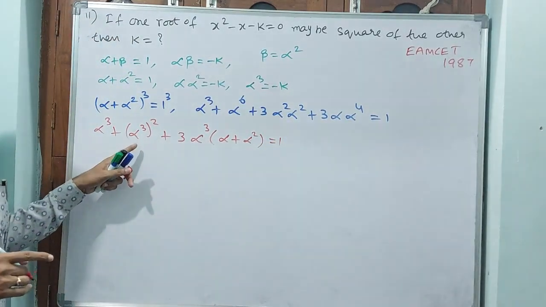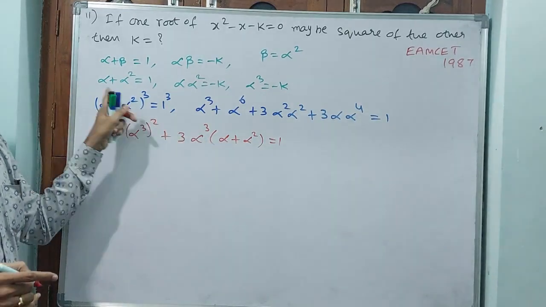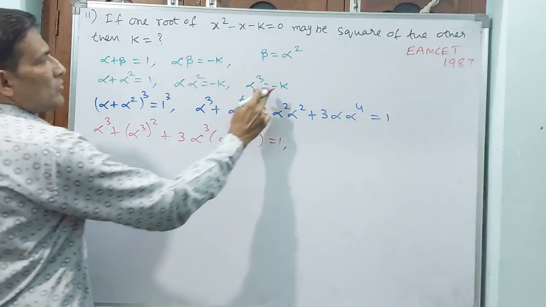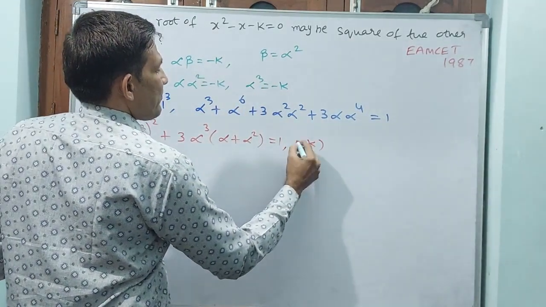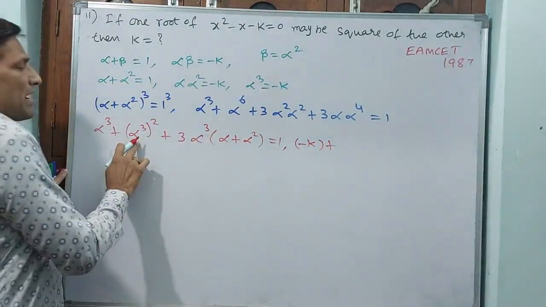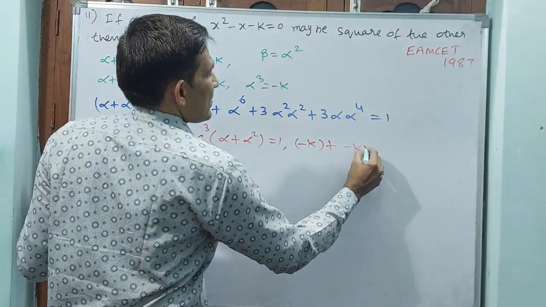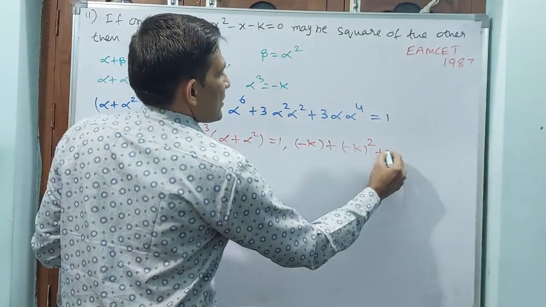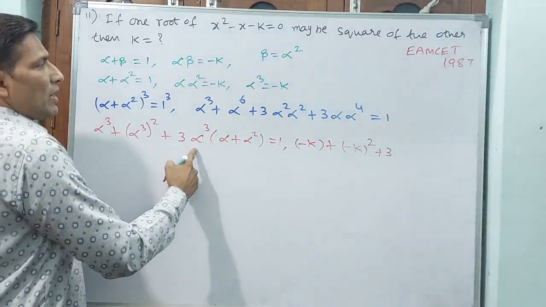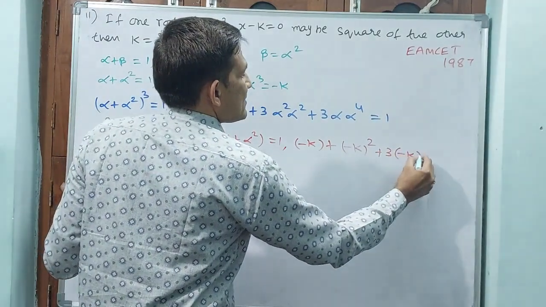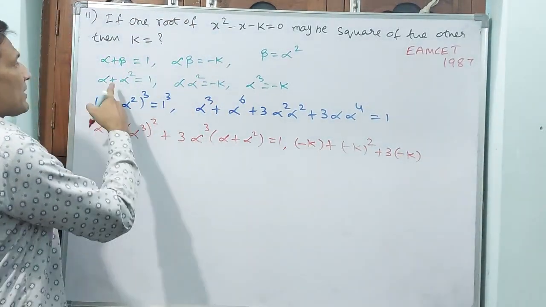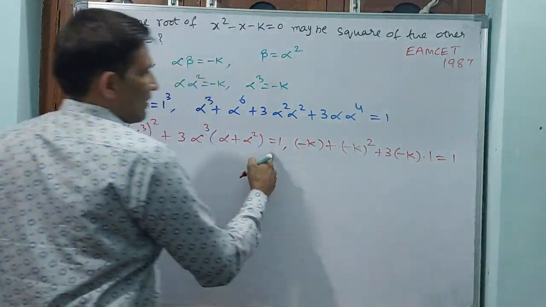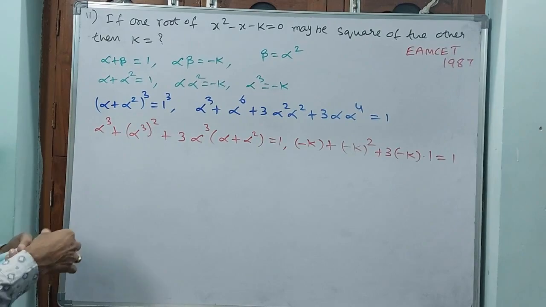Here you have the alpha cube value and the alpha plus alpha square value also. Then you substitute alpha cube is equal to minus k: minus k plus minus k whole square plus 3 alpha cube, again minus k, into alpha plus alpha square value, which is 1 into 1. This is equivalent to 1 on the RHS.